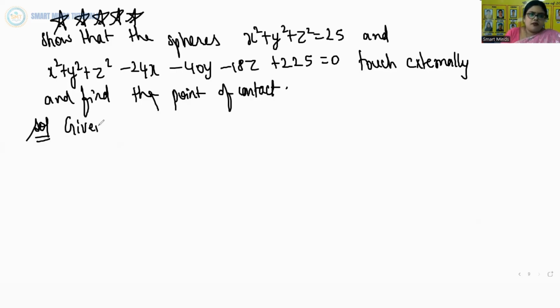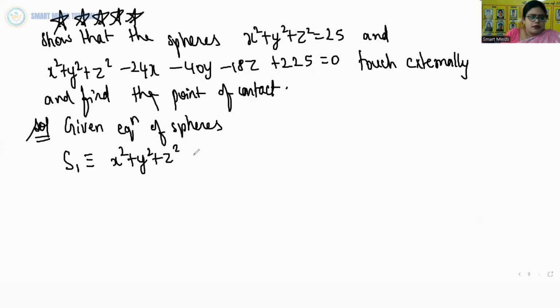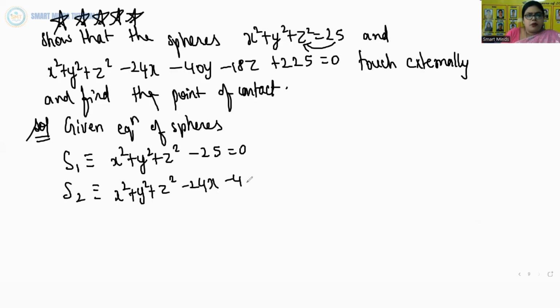So first let us see what are the given spheres. So let's write, given equation of spheres: the first sphere we take as S1, that is x square plus y square plus z square minus 25 equals to 0. From the first sphere equation, I took 25 to the left hand side. And the second sphere is S2, that is x square plus y square plus z square minus 24x minus 40y minus 18z plus 225 is equal to 0.